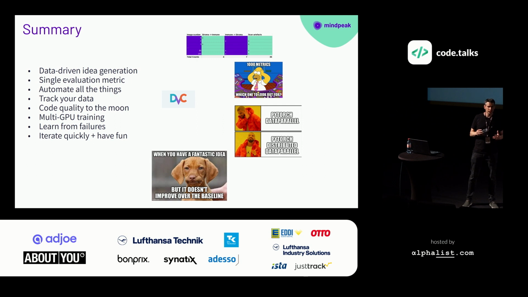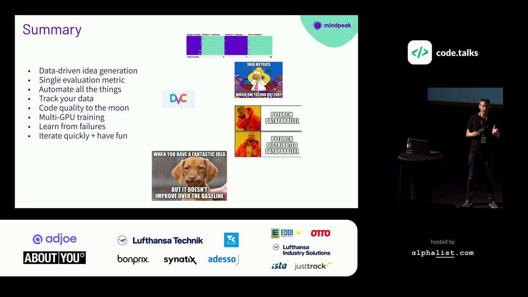To sum up, when you can, you should always use your data to drive your idea generation, to let it guide you in the direction where you can improve your models the most. It helps to have a single metric for this kind of guidance, but it's also useful to look at detailed metrics. Automate as much as you can, because the more you automate, the less time you spend on those things. And don't only track your code, also track your data. DVC, we have very good experience with that. There are a couple of other tools out there as well, but we're really happy with it.